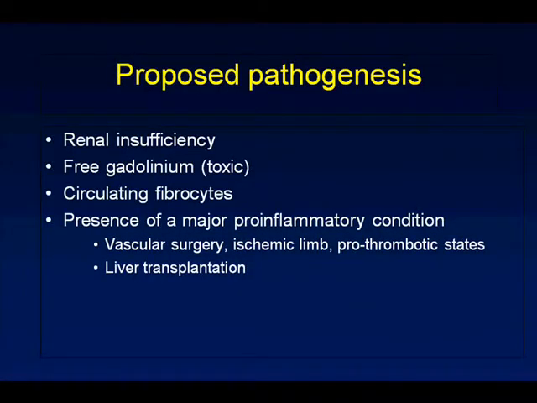So I already mentioned the proposed pathogenesis. Basically, it's patients in renal insufficiency, basically GFR of less than 30. Certain gadolinium agents, the ones that are less tightly bound to the chelating agent, so there is more free gadolinium floating around, and circulating fibrocytes. Certain additional conditions may aggravate the situation or put them at higher risk for developing this, such as pro-inflammatory conditions like thrombosis and ischemia, and even liver transplantation has been implicated as a possible cause as well, in addition to the factors of renal insufficiency and administration of GAD.